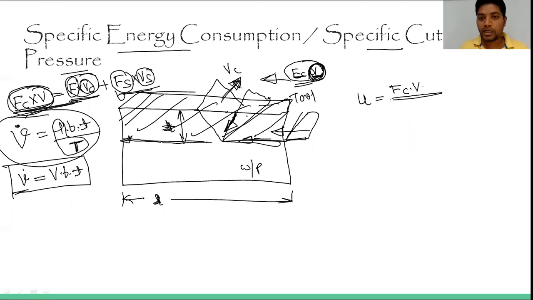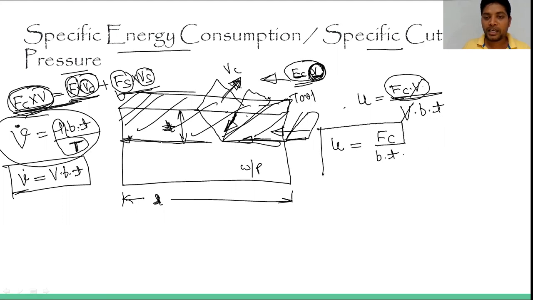Now, what is the specific energy consumption? It will be equal to the total energy consumed per unit volume, that is, per unit time per unit volume. So this will be Fc into V upon V into B into T. Here both V are the cutting velocities, so they cancel out, and the formula becomes Fc upon B into T. This is the cutting specific energy consumption.